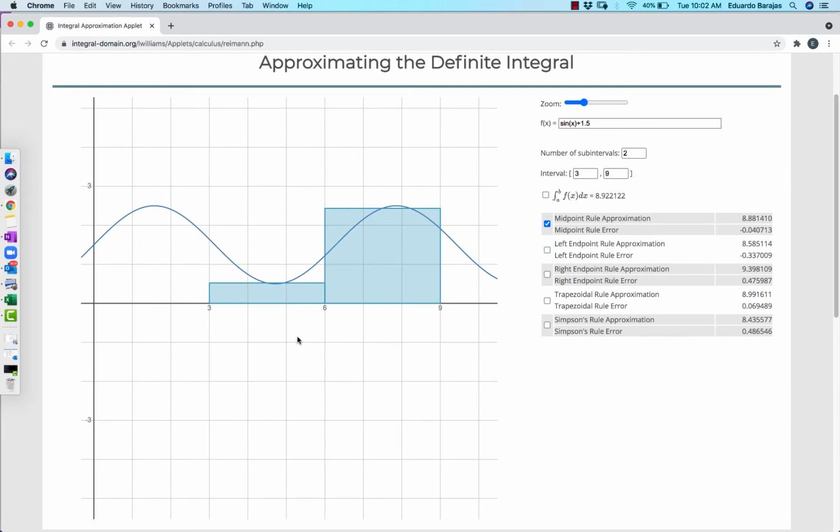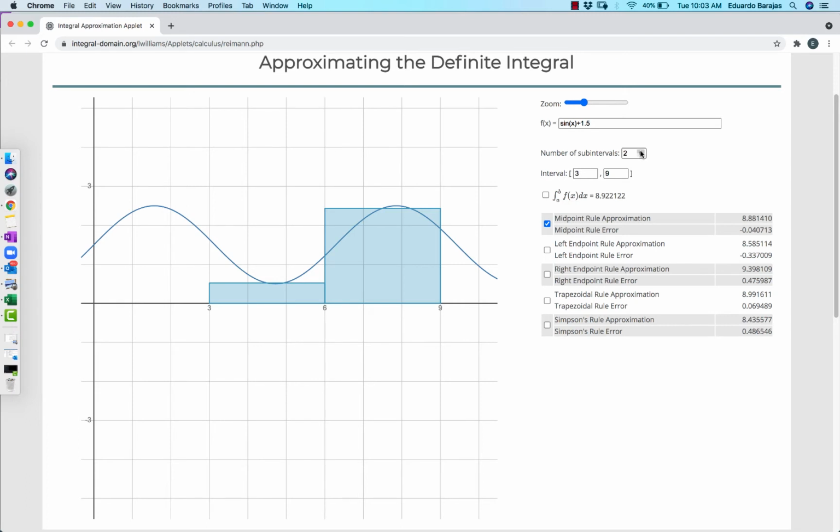So there's 2 rectangles. And in this case, I'm using the middle of each base. For each rectangle, I look at the base, and I'm going to go right in the middle, and that's what establishes the height. Right? That's what the midpoint rule is. Okay, so we can see that if I add up these two rectangles, that would make an approximation of that area, but it's not a great approximation.